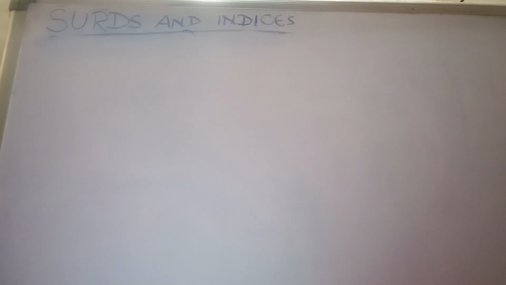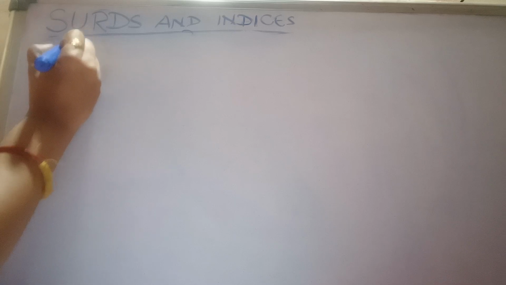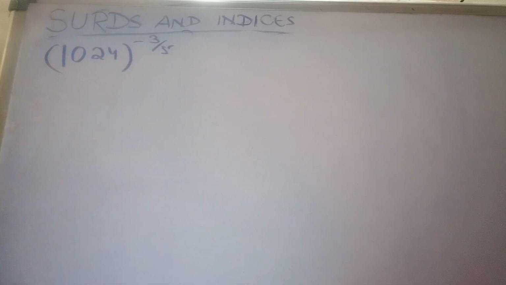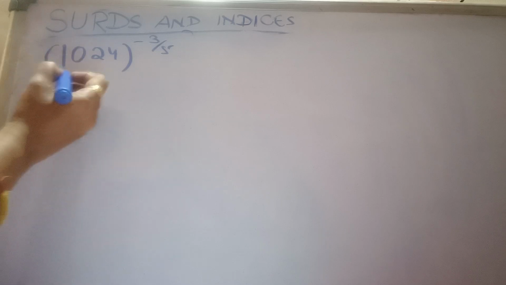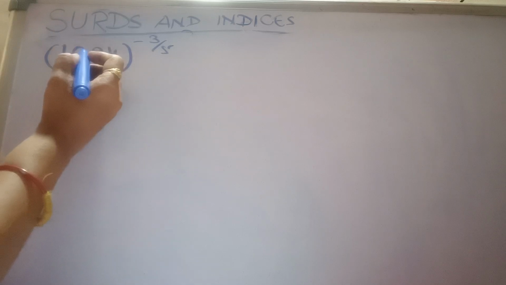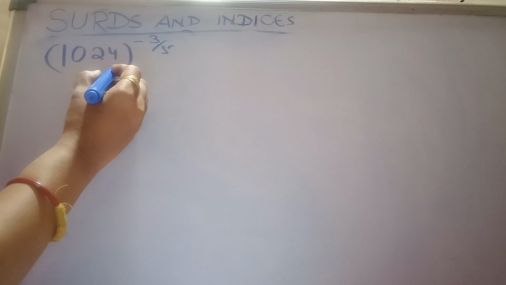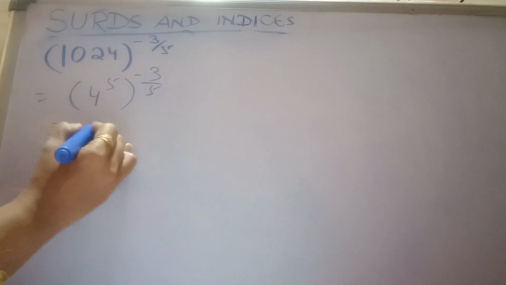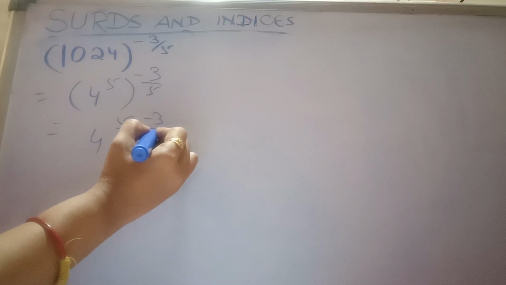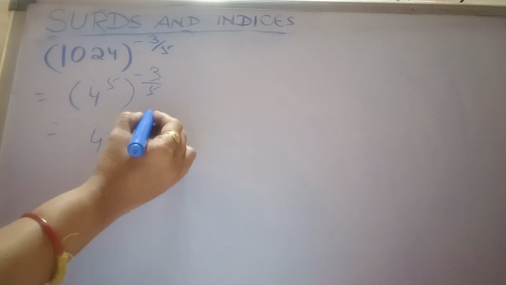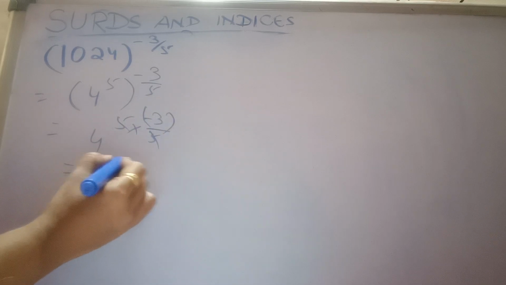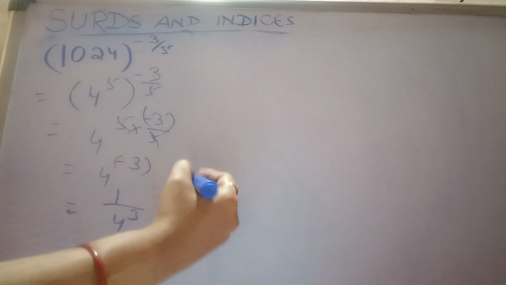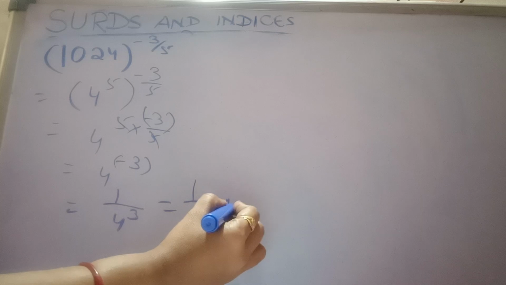Next question is 1024 to the power minus 3 by 5. We have to simplify this. 1024 is 4 to the power 5. So this equals 4 to the power 5 into minus 3 by 5. The 5s cancel, so 4 to the power minus 3, that means 1 by 4 to the power 3, which equals 1 by 64. That is the answer.